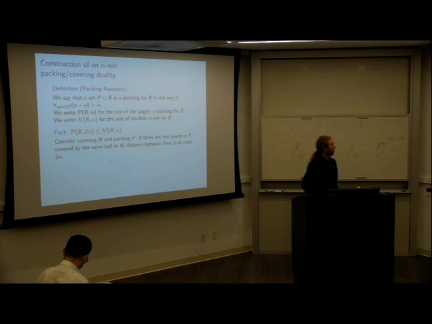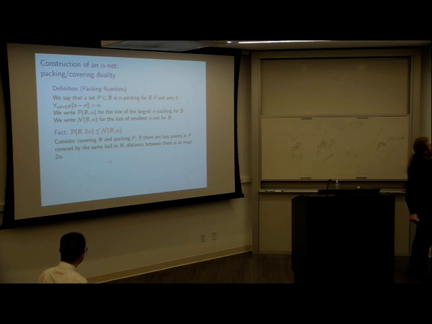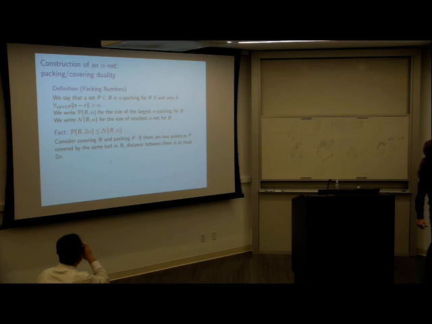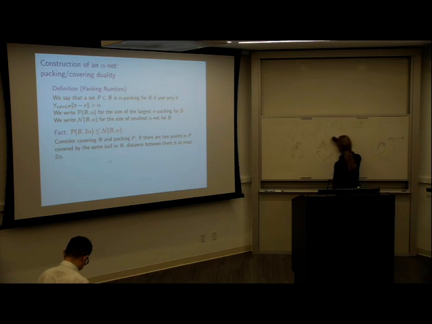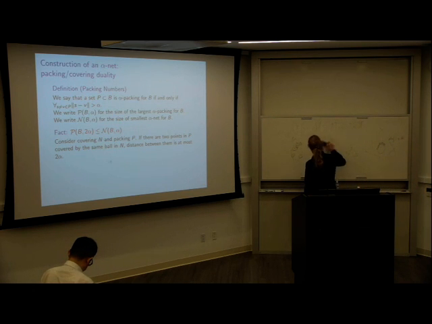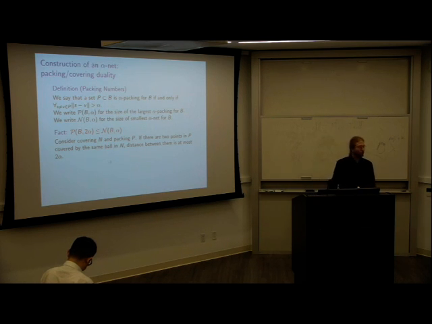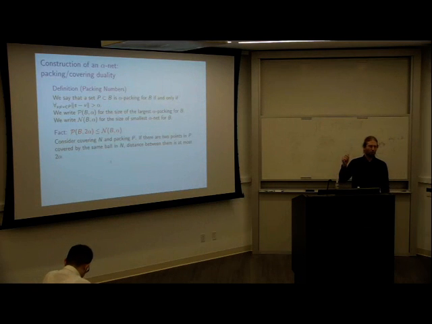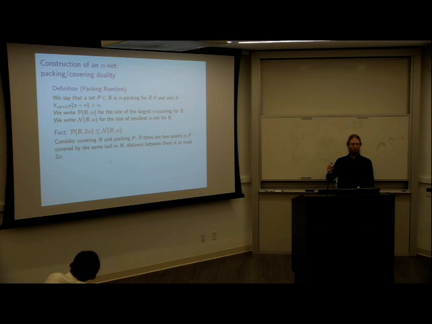So first of all, this is easy. The packing number with distance 2 alpha is upper bounded by the covering number with distance alpha. Why? I want to say that in fact any covering gives me an upper bound on the size of any possible packing.